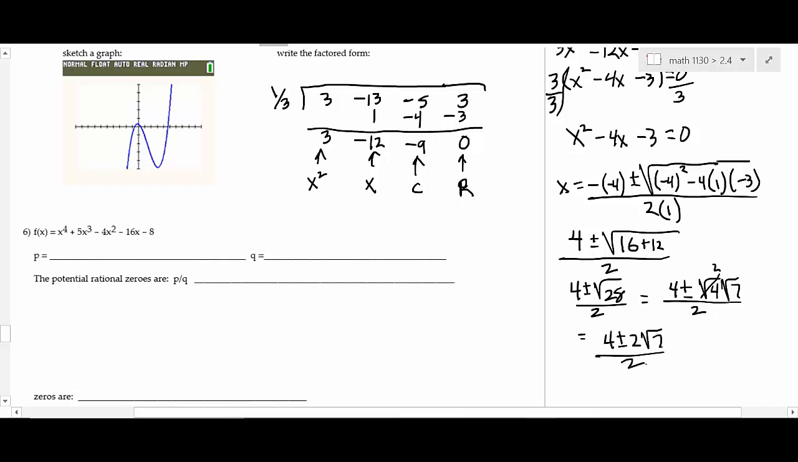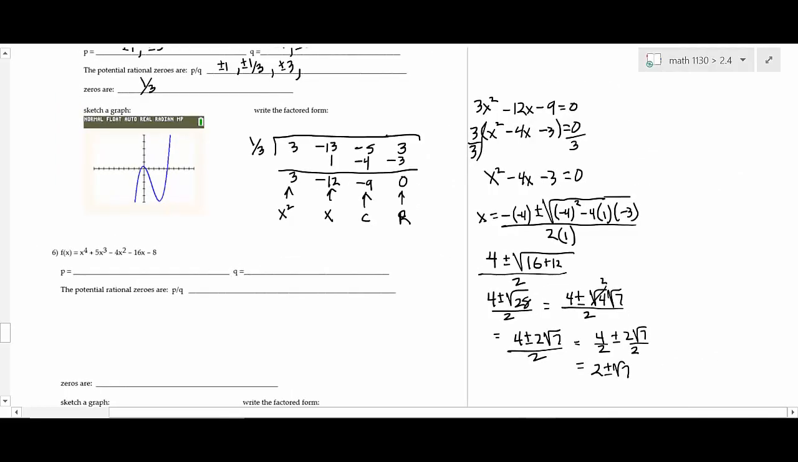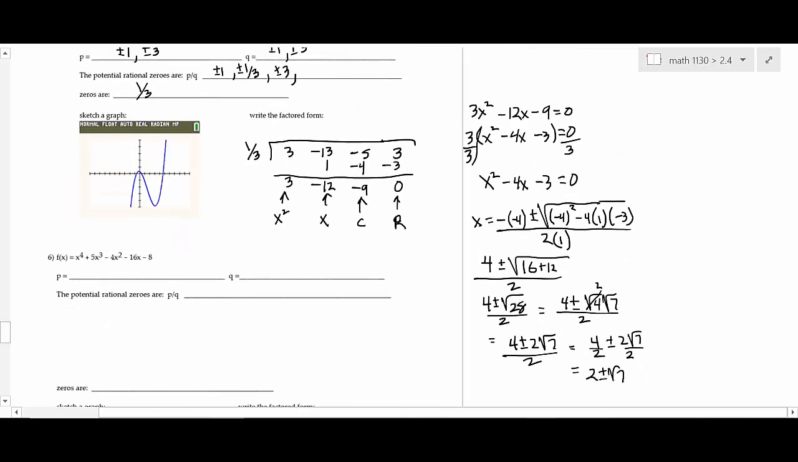Is that done? No, you just split it apart and simplify it. So what you're really doing is 4 over 2 plus or minus 2 root 7 over 2. So that would give you 2 plus or minus root 7. So those are your other two zeros, and that's the only way to find them. Your calculator isn't going to find those roots for you. It would give you the decimal equivalent. So let's write in our answer blank: we have 2 minus root 7, and we have 2 plus root 7. And if you go to the quadratic formula, they come in pairs. They come in conjugates. That happens pretty frequently when you do that.